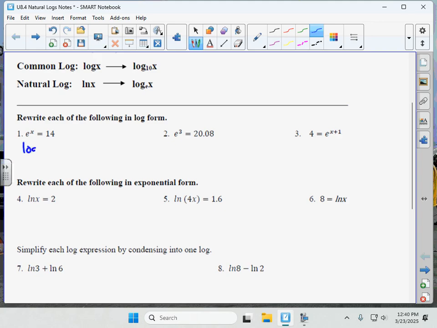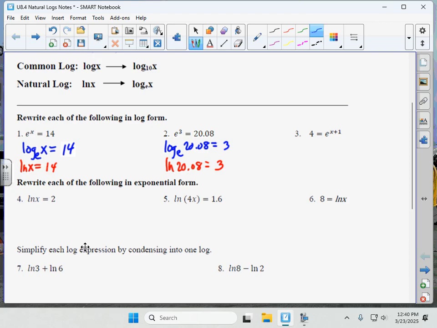So log, our base is e, x equals 14. Now log base e you can rewrite as ln, and then x equals 14. All right, so ln x equals 14 is the same as log base e, x equals 14. Number 2, e to the third equals 20.08. Again, down, and then 20.08 equals the exponent 3. Log base e is ln 20.08 equals 3.